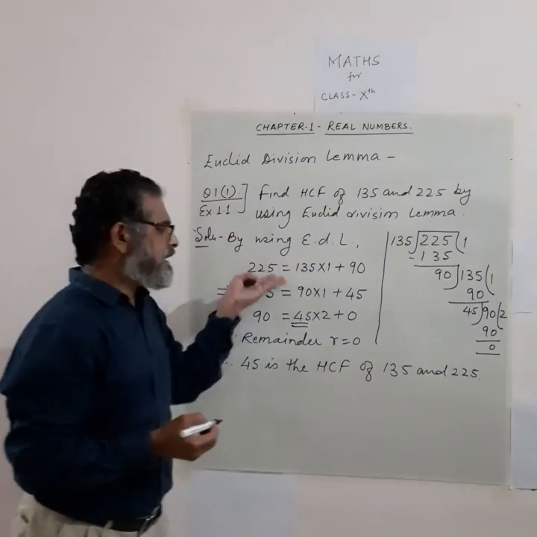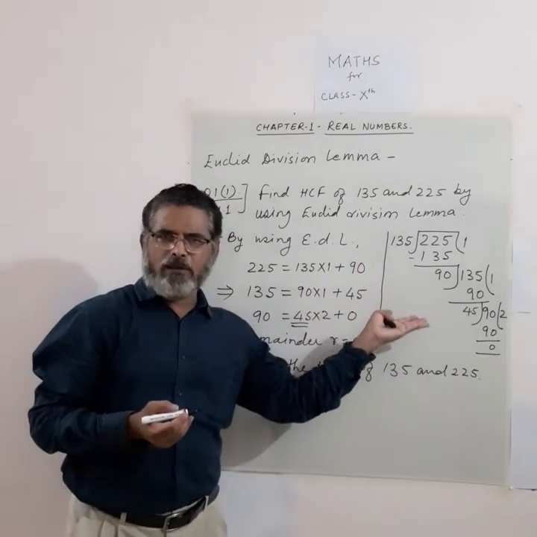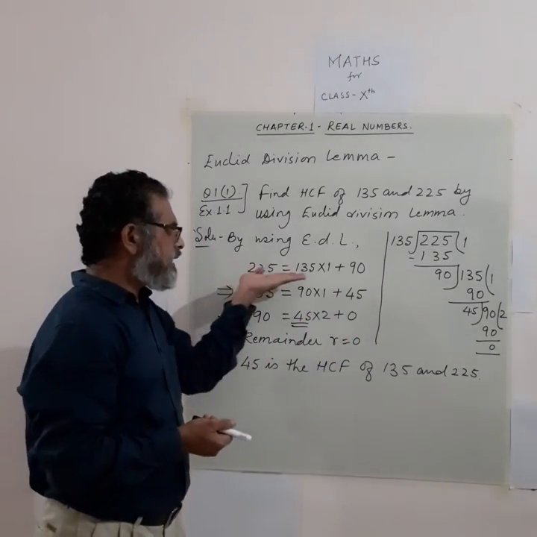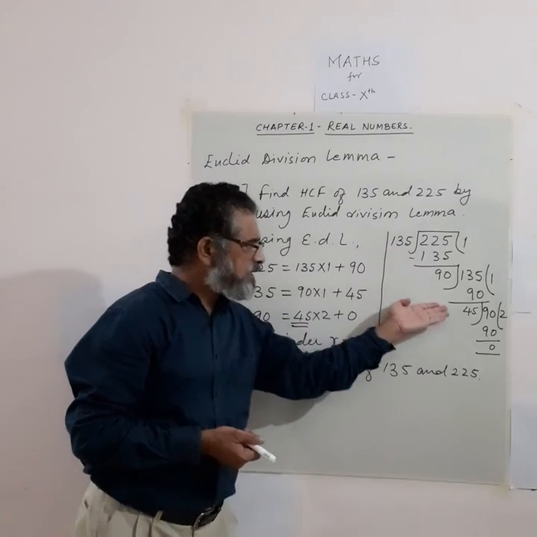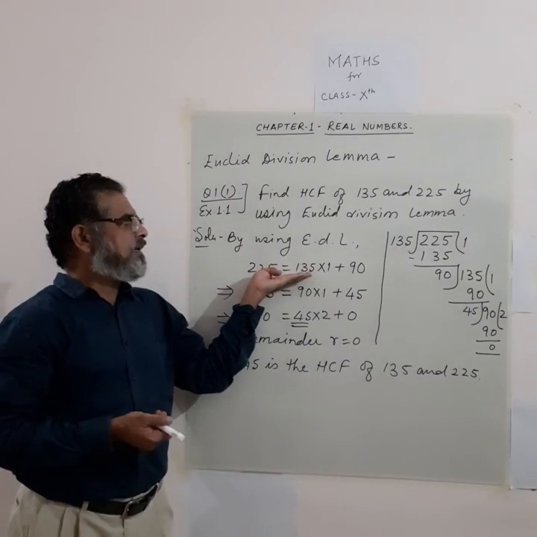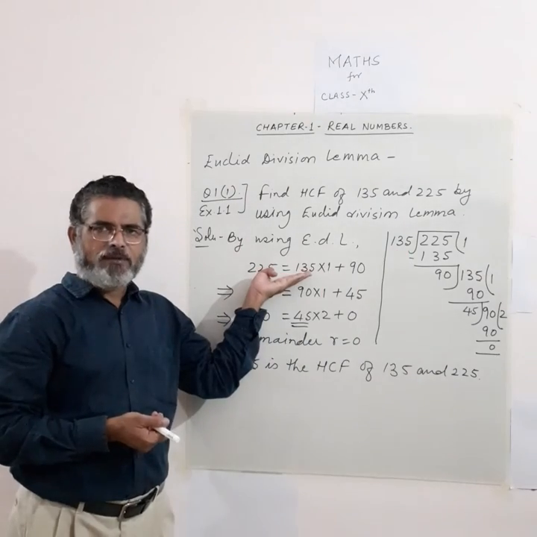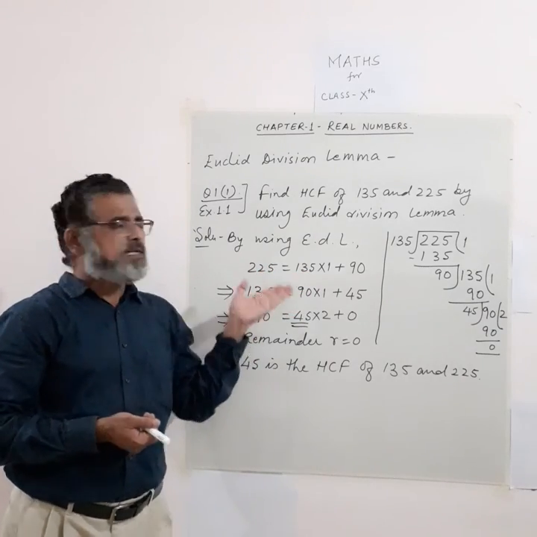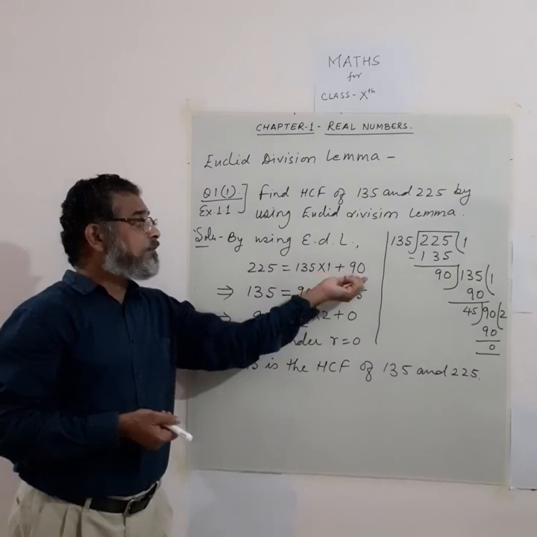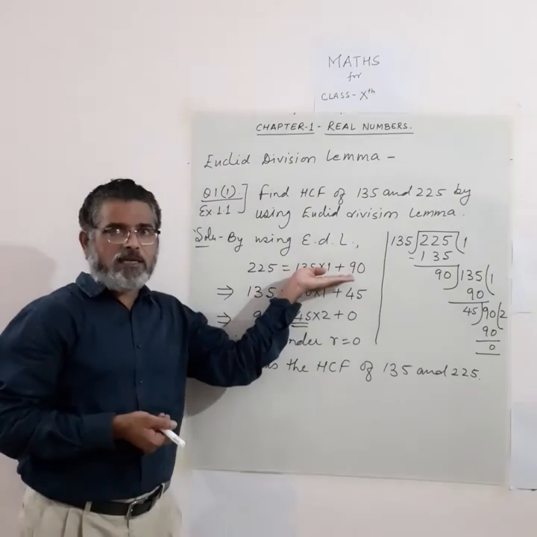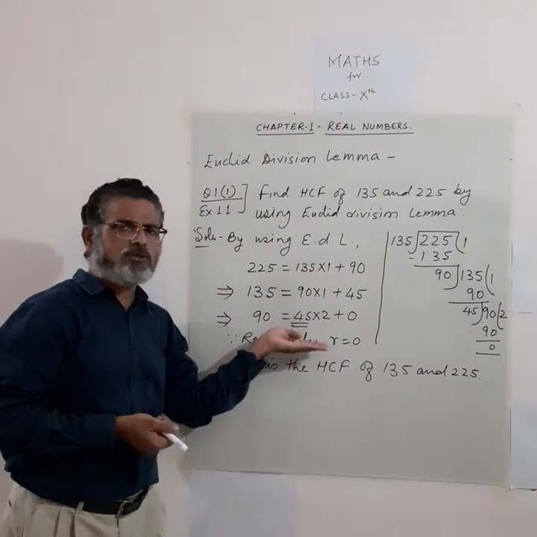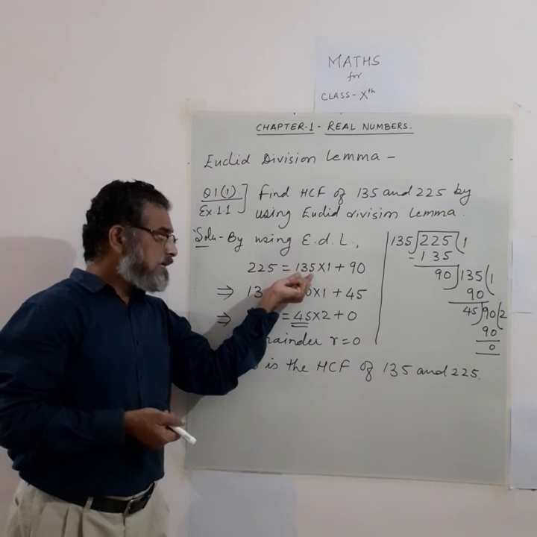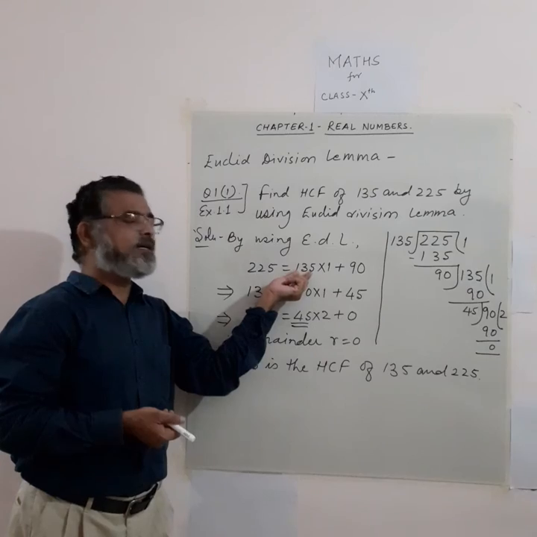So this is nothing but a process of division. I think everyone understands that. We write this process according to the Euclid division lemma. Sometimes you can get remainder 0 in the very first step, so you need not solve further. The last divisor is the HCF.